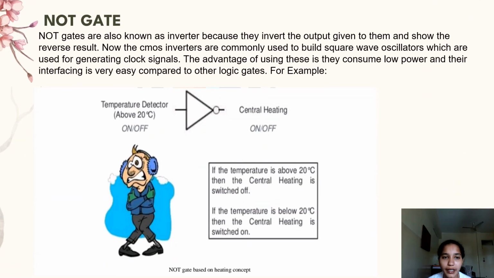NOT gate. NOT gates are also known as inverters because they invert the input given to them and show the reverse result. CMOS inverters are commonly used to build square wave oscillators, which are used for generating clock signals. The advantage of using this is they consume low power and their interfacing is very easy compared to other logic gates. For example, as shown below.